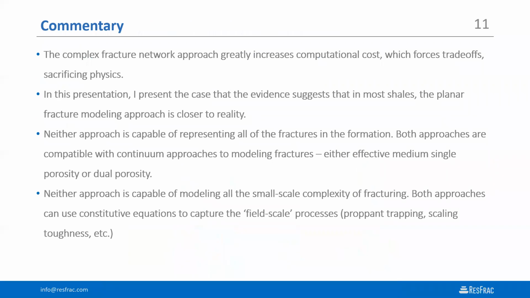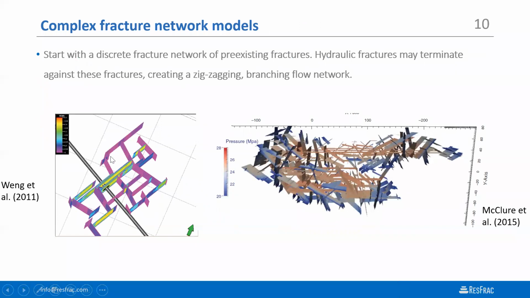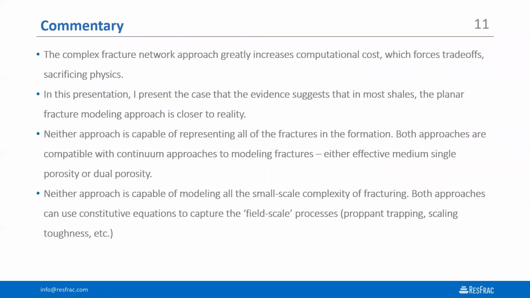All right, so a little bit of commentary from the modeling perspective. The complex fracture network approach greatly increases the computational cost, and so that forces trade-offs. For example, you might notice here this model on the left is a 2-dimensional model. That's a big trade-off to make, for the fractures not to be 3D, and there are a lot of trade-offs that can occur.